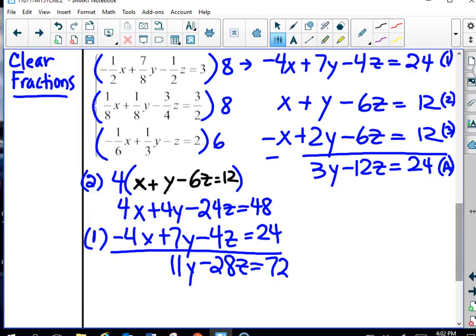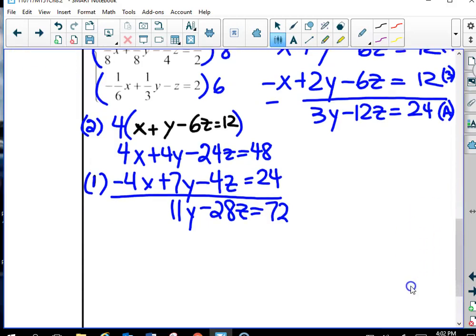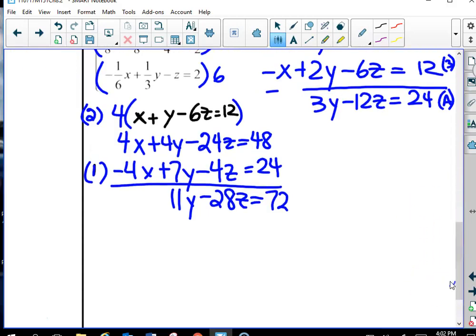You know what? There's no nice elimination here. So I am going to take equation B, and I'm going to multiply it by -3. And then I'm going to take equation A, and I'm going to multiply it by a positive 11. That will allow me to eliminate the y's. I could either do that or multiply by 12 and 28 or try to find a common denominator. Yeah, this will probably be a little more straightforward.